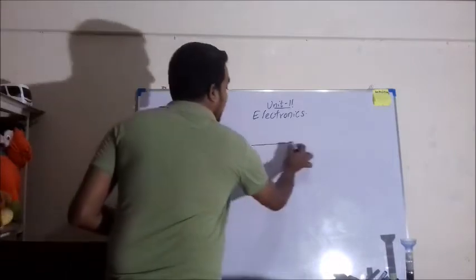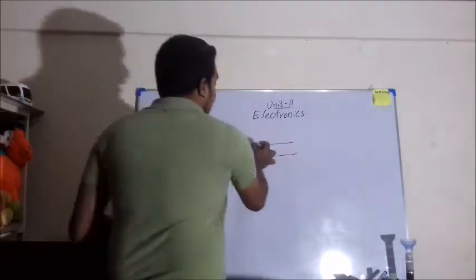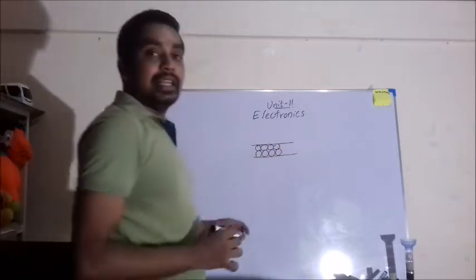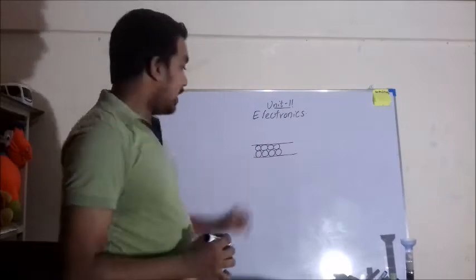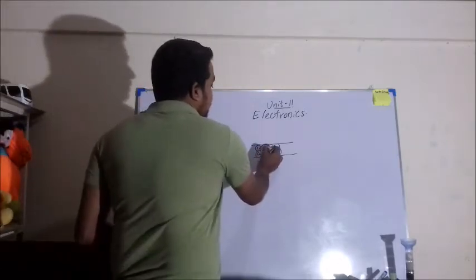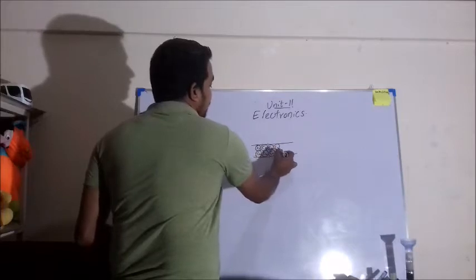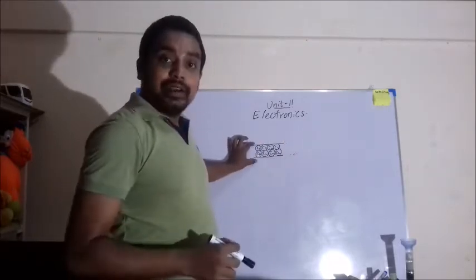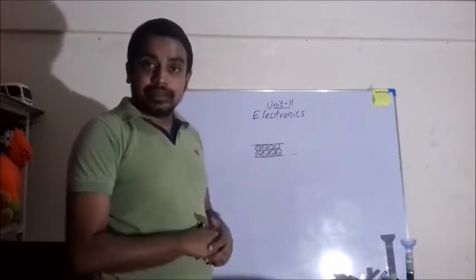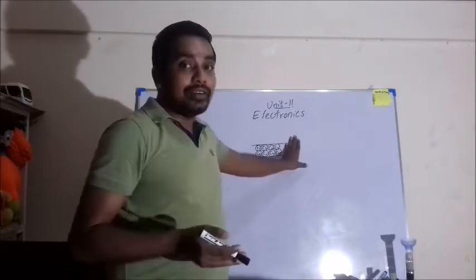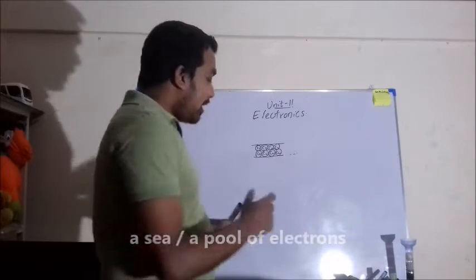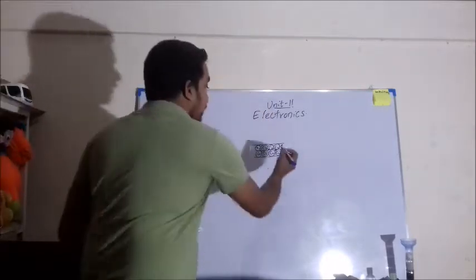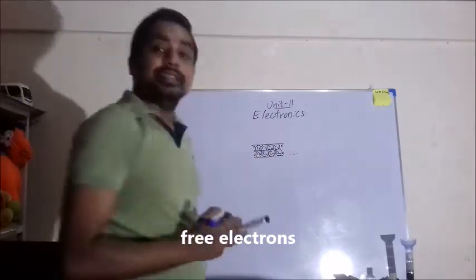For that purpose, I take a simple drawing like this. A piece of copper, and we are going to analyze the arrangement of atoms of the copper conductor. They are copper atoms. When the metallic bonds are formed among metal atoms, the atoms release electrons into this space. It is known as a sea of electrons or maybe a pool of electrons. There are free electrons. I use the blue color to represent the free electrons in these spaces.